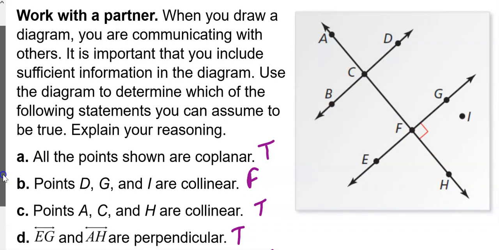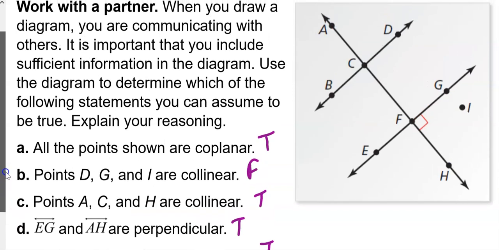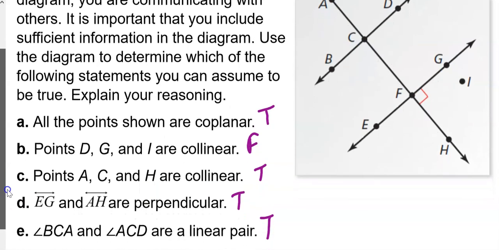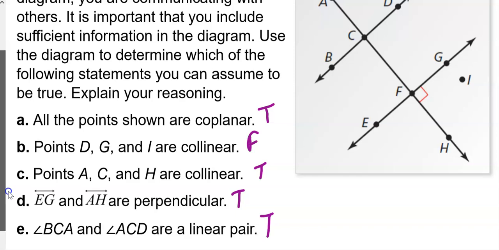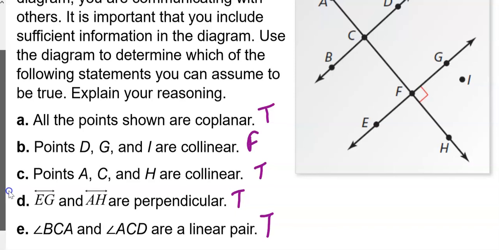Okay, so here we have the answers to A through E. All points are collinear. D, G, and I are collinear, and that is not true. Even though they look like it, there needs to be a line drawn on there because those are 3 points. A, C, H, true. They all lie on the same line.